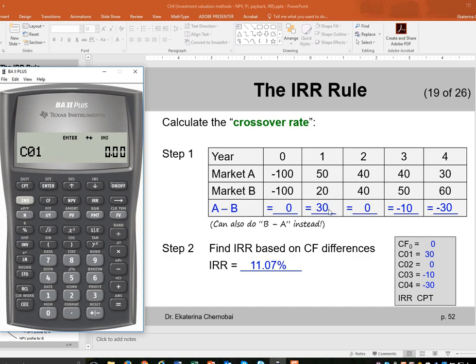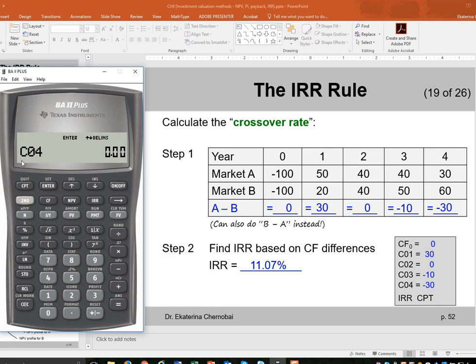Cash flow 01. The difference in the cash flows between projects A and B is 30. I press 30, enter, down, and down again. Cash flow 02, that's again 0. I press enter, down, and down. Cash flow 03, we have negative 10. I press 10, plus minus, enter, down arrow, and down arrow key again.